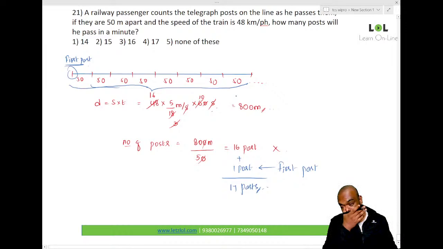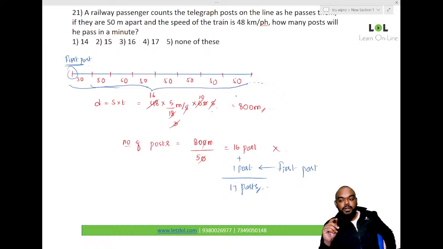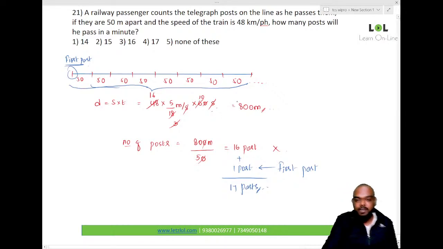Listen, Chandana. Look, every post is there after 50 meters, right? Yes, sir. First, we need to calculate the distance traveled by the train in that 1 minute. Distance is speed into time, 48 kilometer per hour, converted to meter per second by multiplying with 5 by 18. Time in 1 minute means 60 seconds. We got 800 meter. In 1 minute, he will travel 800 meters.